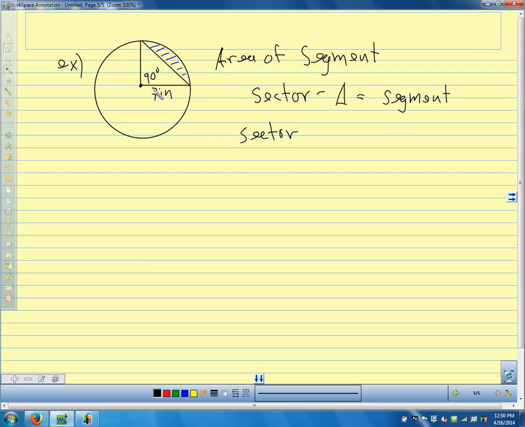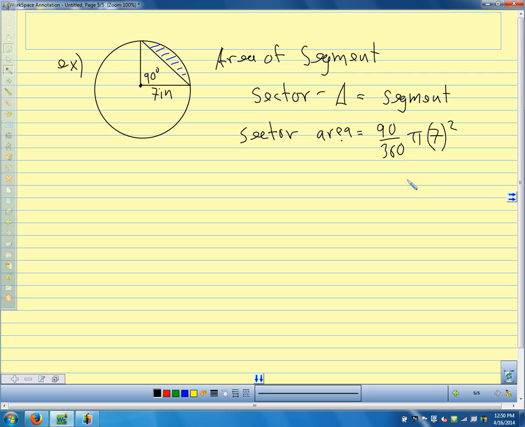The area of this entire sector is the fraction of the circle that it takes up. That is 90 divided by 360 times the area of the entire circle, so times pi times 7 squared. That gives me the area of the entire sector.